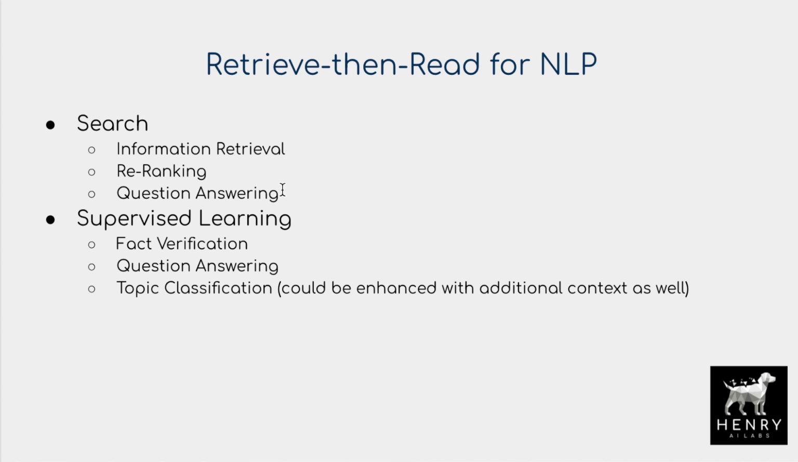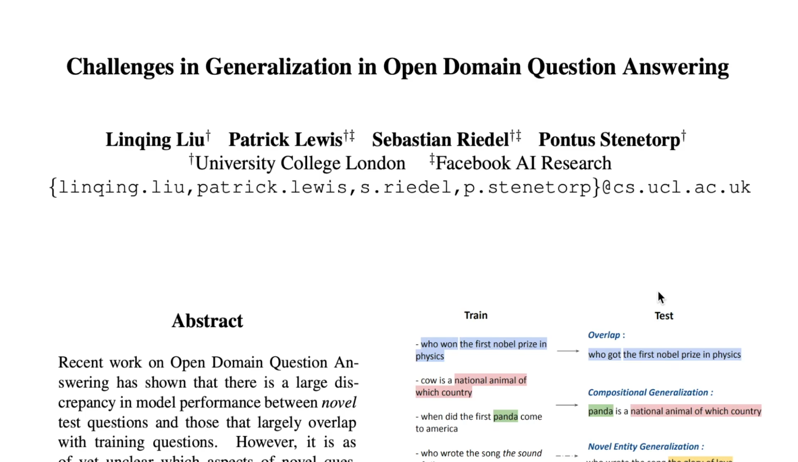Then we have these downstream supervised learning tasks. I think fact verification is very interesting, question answering, and also topic classification. All these different downstream supervised learning tasks could be enhanced by having more context in the input from the retrieve models. To further motivate your interest in these retrieve then read models, I want to point you to the paper Challenges in Generalization in Open Domain Question Answering.